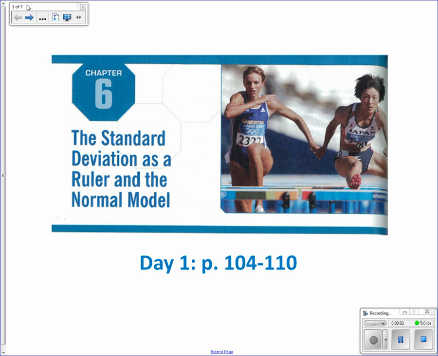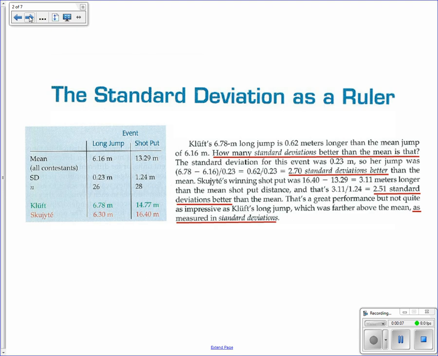This is the video for the first section of Chapter 6. In Chapter 6, we begin talking about the standard deviation as a ruler. We'll begin talking about how many standard deviations above or below the mean a particular value or occurrence is. This will give us the ability to compare two things from two different populations.